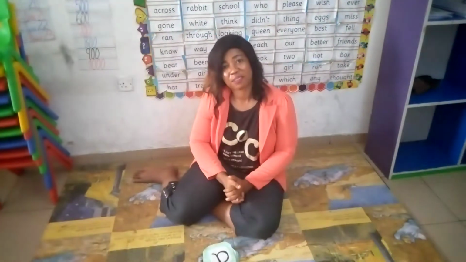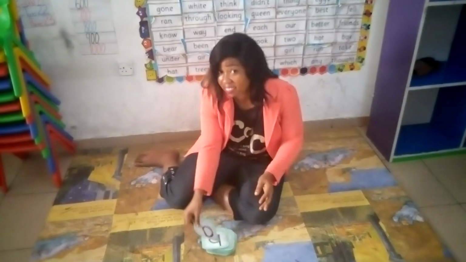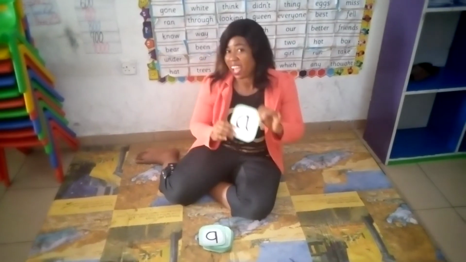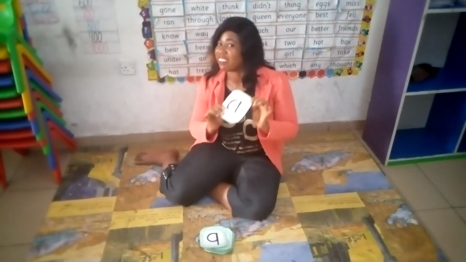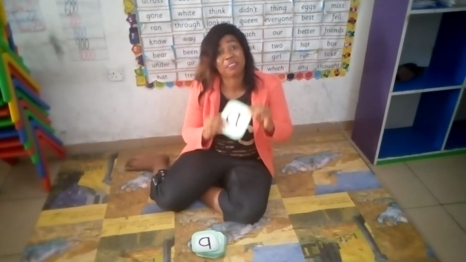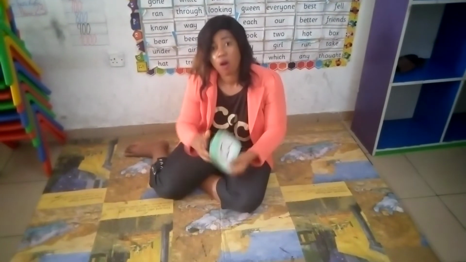It goes this way. The A says ah. Every letter makes a sound. The A says ah. You see? Every letter makes a sound. The A says ah. So, these letters here all have one sound or the other.